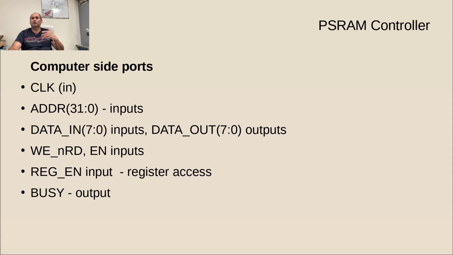Now we have a busy output. Busy means that when we issue a command to the controller, it will raise the busy output to let us know, don't give me another command because I'm busy doing something here. So if you send me a command, it's going to be ignored.